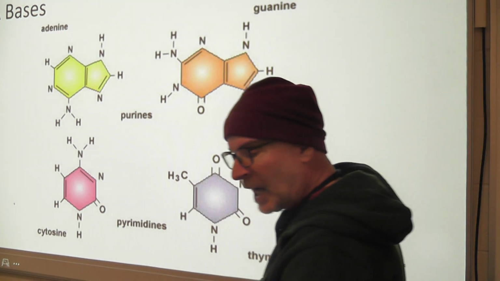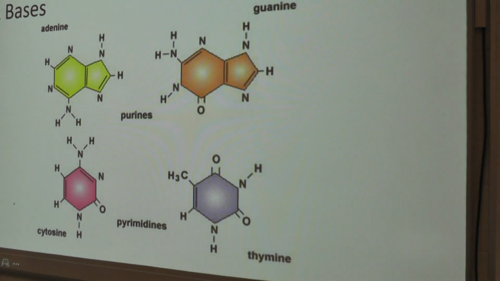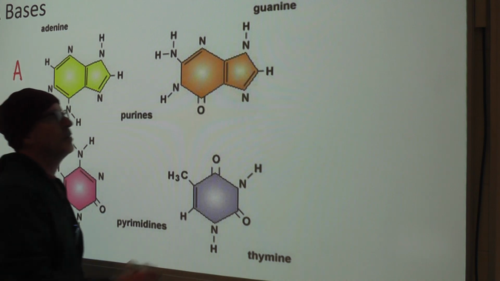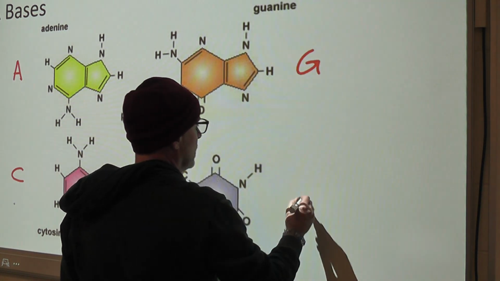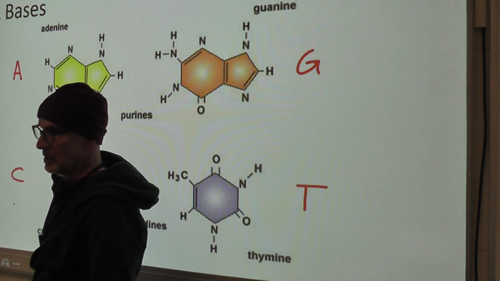The 4 kinds of information that we can store in DNA, we give it letters. You only need to know the letters. Most of you probably have this memorized already from your past biology classes, but just in case you don't, one of them we refer to as A, one of them we call C, one of them we call G, and one of them we call T. Those letters are the names of the chemicals themselves.